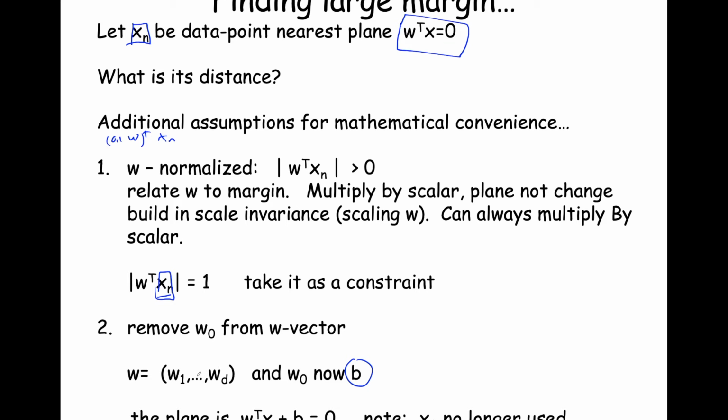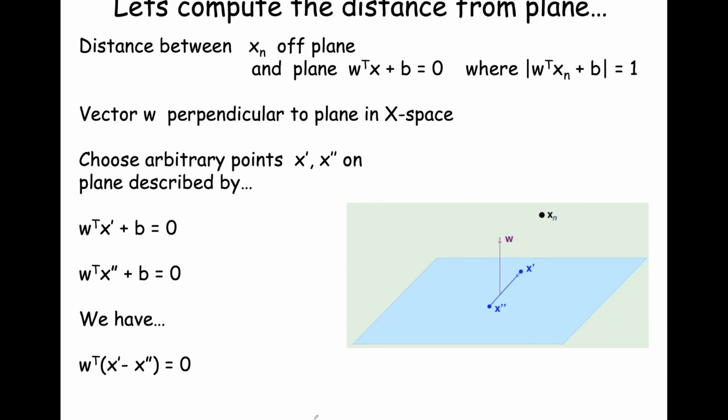So the plane then becomes the set of points X such that W transpose X plus our bias term is exactly equal to 0. Okay, so we have two things. We have W transpose Xn in absolute value is equal to 1. We have W transpose X plus B is equal to 0. All right, so let's look at how we measure the distance between our off-plane point, xn, that's closest to it, and the plane itself, W transpose X plus B equals 0.